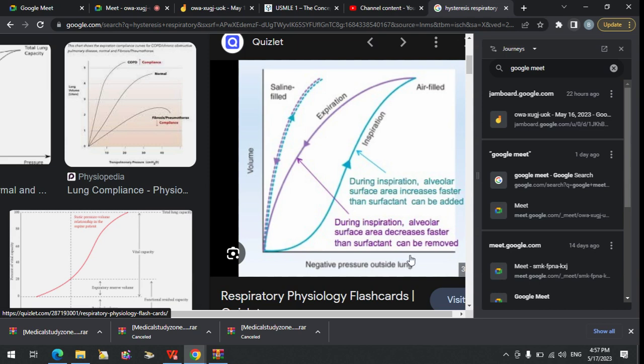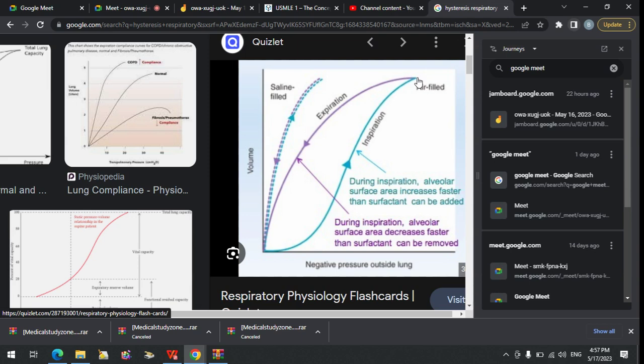So that is why, if you look at the tip at the top where it joins with the expiration curve, where they wrote airfield, that is the ending of inspiration and the beginning of expiration. It is at that portion that the compliance is actually maximum. Why? Because at the beginning of expiration, that is when the lung is fullest and most stretched. That's when the radius is highest.